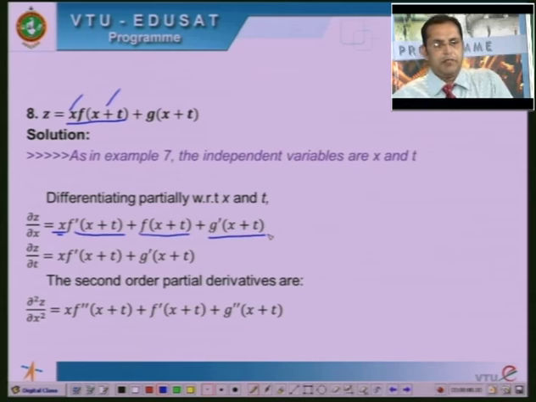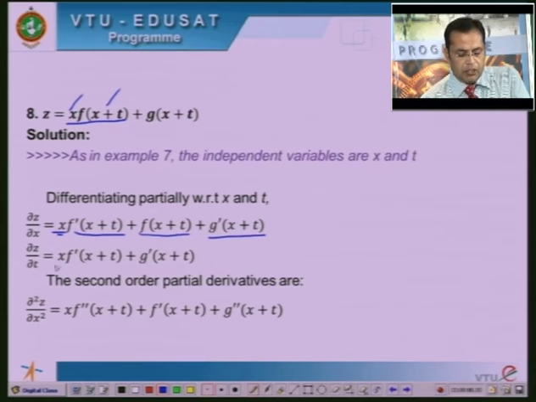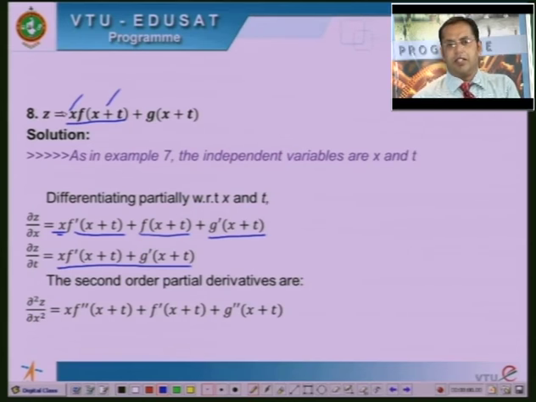is transformed to g'(x+t). Then ∂z/∂t, when ∂z/∂t is obtained, x is a constant with respect to t. So, product rule is not necessary. So, you get x into f(x+t) transforms to f'(x+t) plus g(x+t) is transformed to g'(x+t).